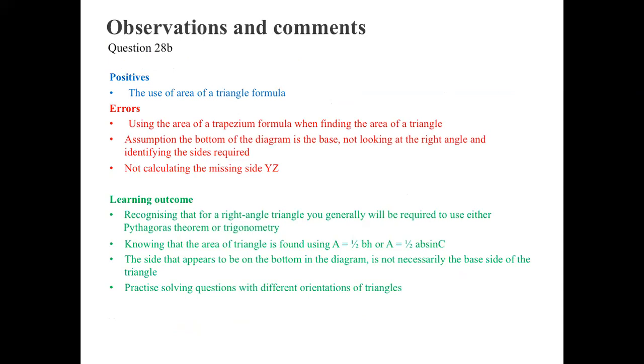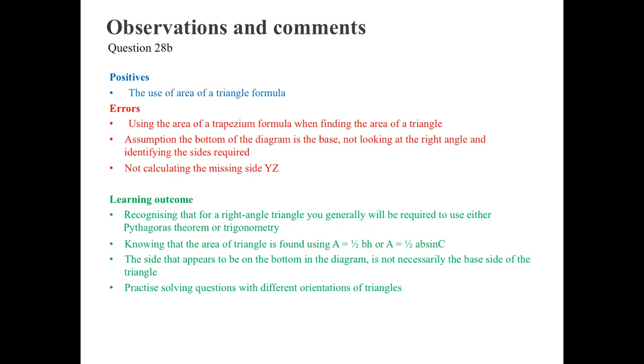The error that did come out quite often was that they used the area of a trapezium. Probably in the reference sheet, when they're trying to find the area, they look at that one, which had a few extra terms. They used that formula for some reason. Also, as I said before, the assumption that the bottom of the diagram is the base: they didn't look at the right angle and identify the sides required again. Because of that, they just missed out on calculating YZ. They didn't even think that they needed to.